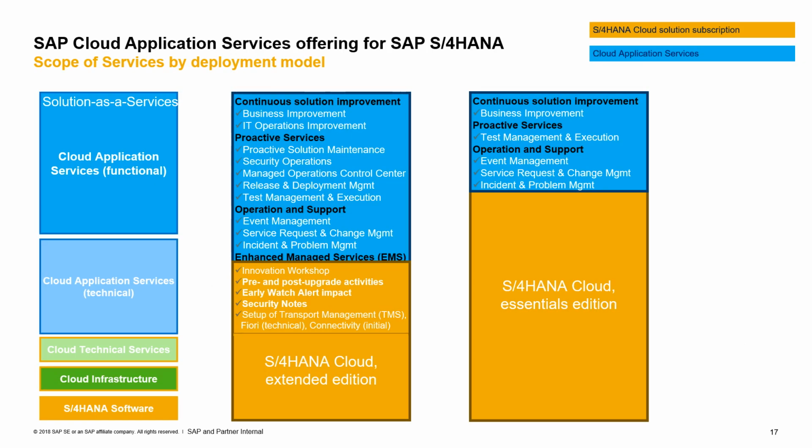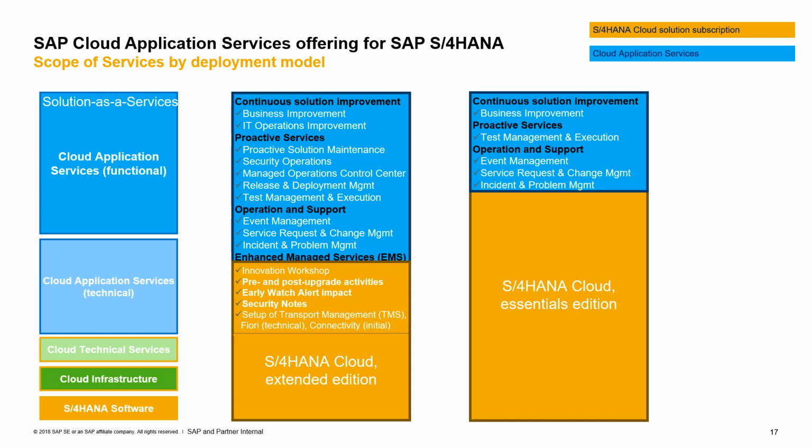This diagram provides a representation of the SAP Cloud Application Services offering for SAP S/4HANA. It's a scope of services definition by deployment model. On the left-hand side, we have a complete solution as a service. So this would represent the private cloud and SAP HEC, where everything is unbundled and the client would choose, and you would be priced out for every single component individually and customized.